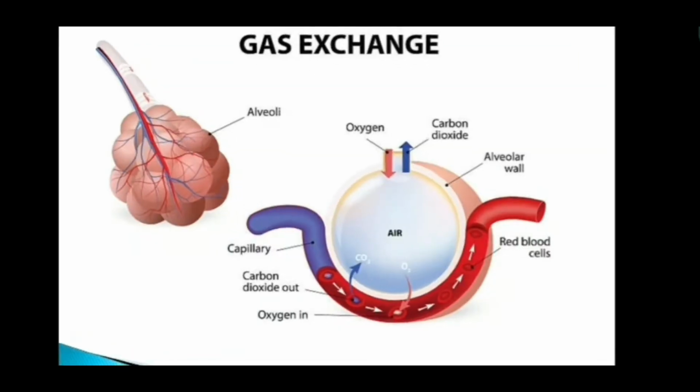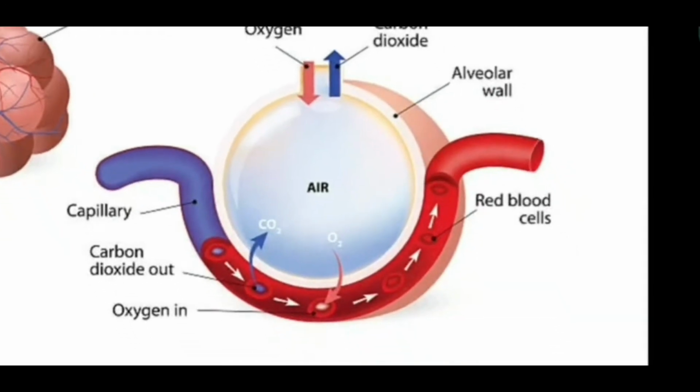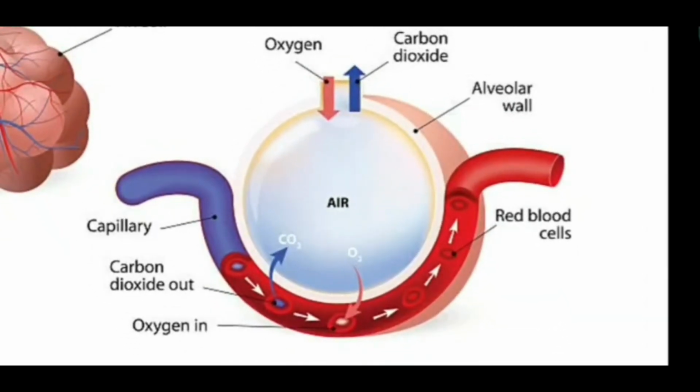So this is the structure of the alveoli. It's going to contain the air sac. As you can see on the top, oxygen enters and carbon dioxide goes out. It serves as the unit for exchange of the oxygen and carbon dioxide. Each alveoli will be surrounded by a blood vessel.